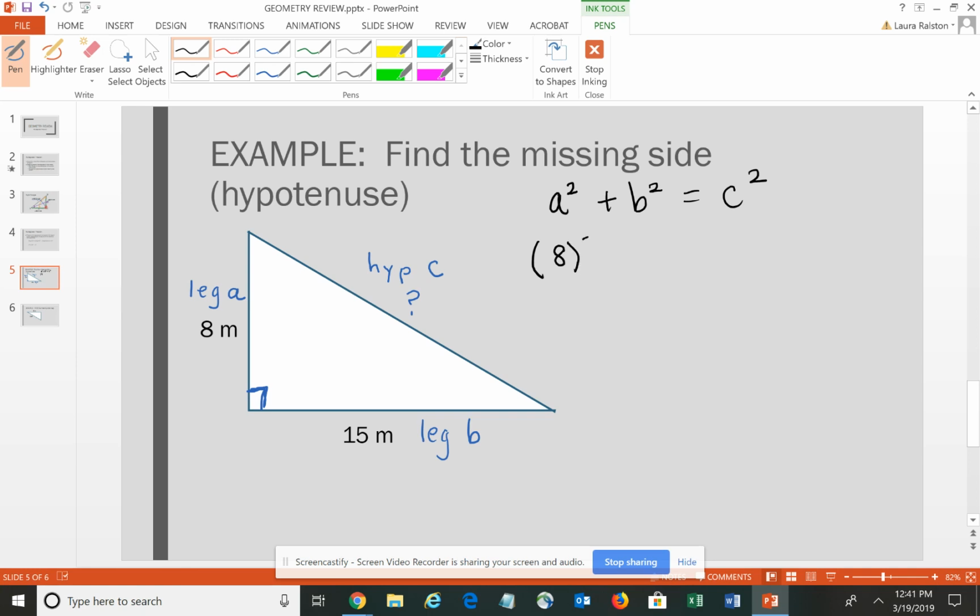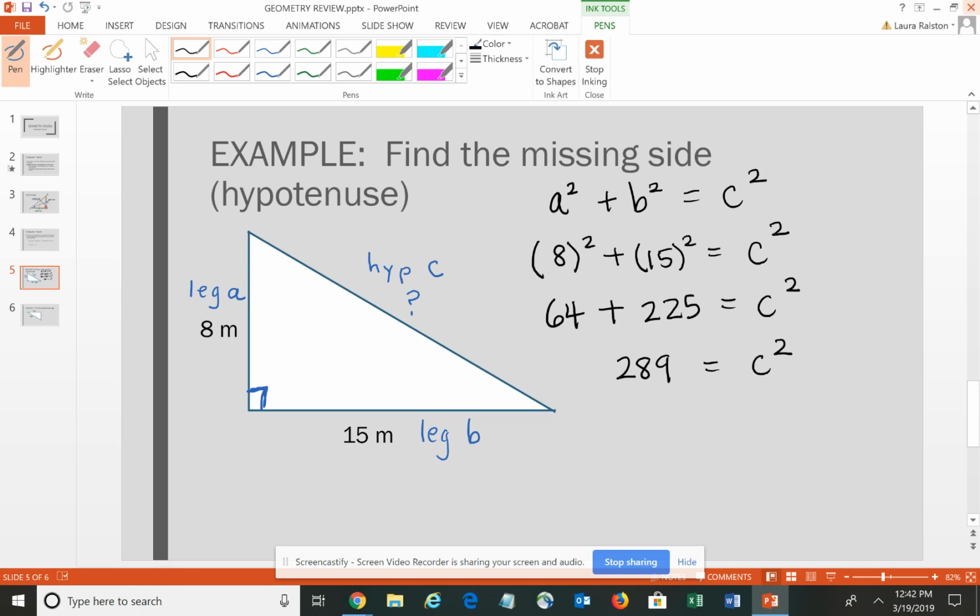So, I have 8 squared plus 15 squared equals C squared. 8 squared is 64. 15 squared is 225, and that equals C squared. If I add those together, I get 289, which is C squared.